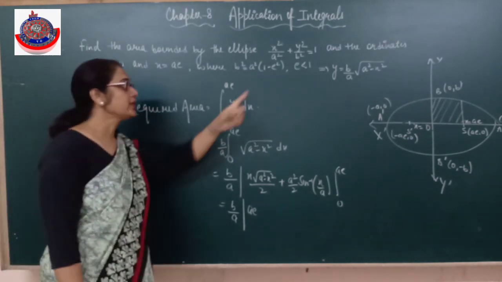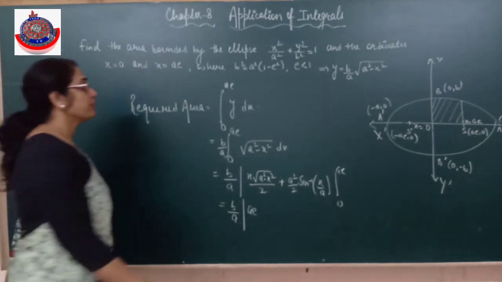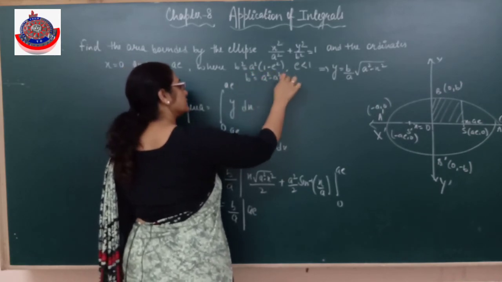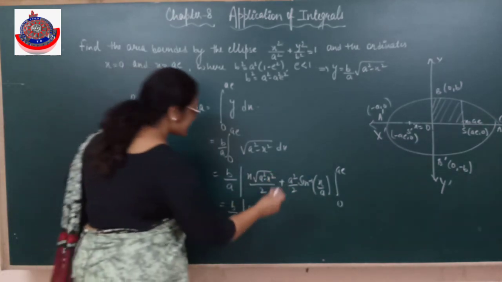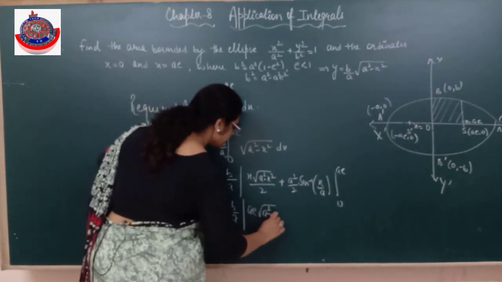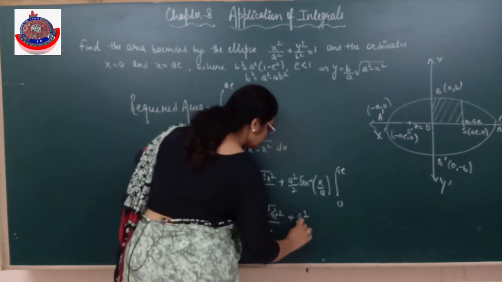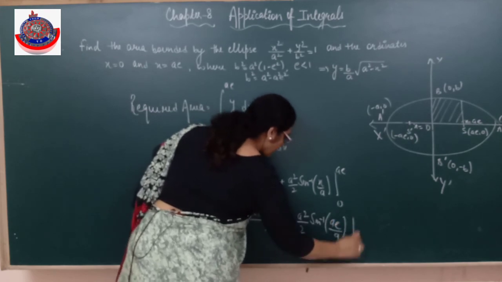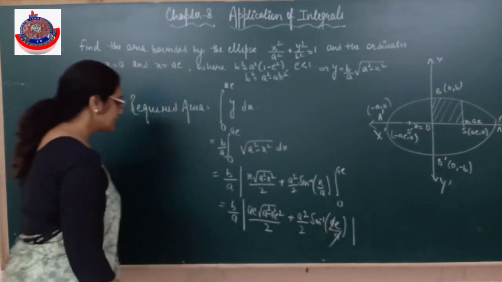So what is the relation given to me here? If required, we can find the value of AE from here also. So a square minus a square e square comes, so I can write it like this also. That's choice. Otherwise, we can leave it here. It is just a constant, doesn't matter. And I put lower limit, 0 into something would be 0. Sine inverse 0 is 0. So that's my answer.